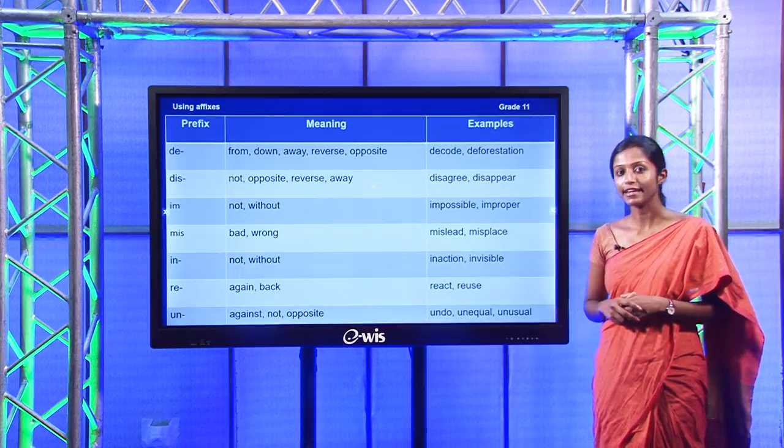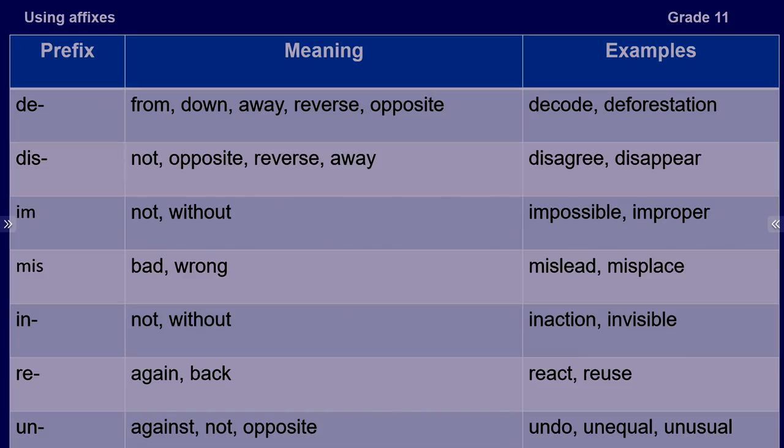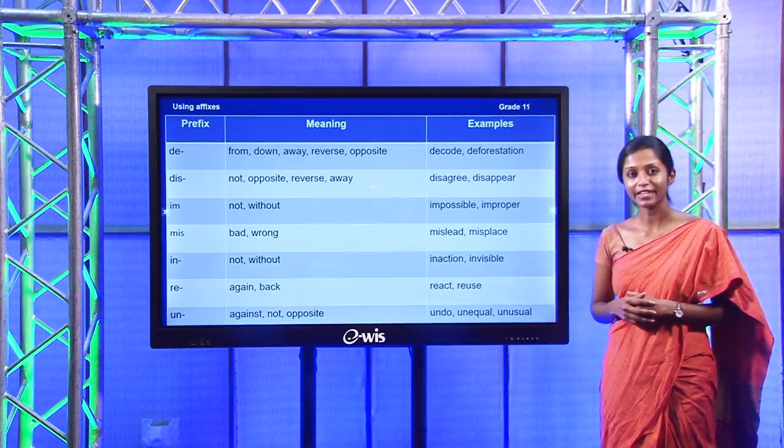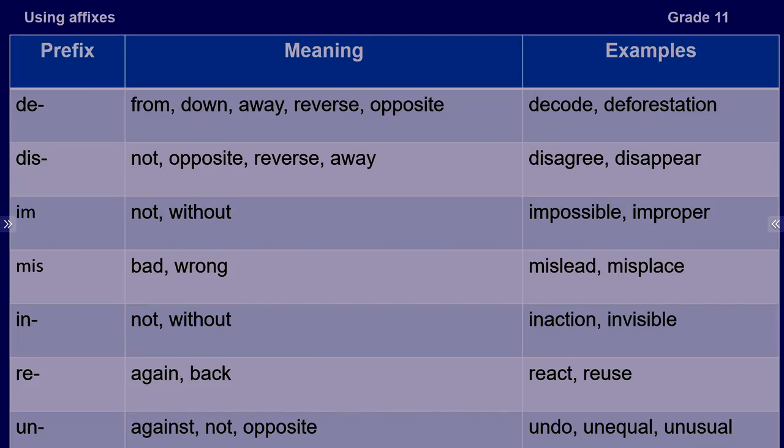Look at the prefix in. That means not or without, as in inaction, invisible. Look at the prefix re. We are using it to give the meaning again or back, as in react or reuse. Look at the prefix un. We are using it to give the meanings such as against, not, opposite, as in undo, unequal or unusual. So as you can see, there are lots of meanings that these simple letters can carry.